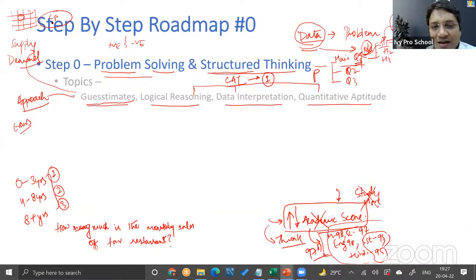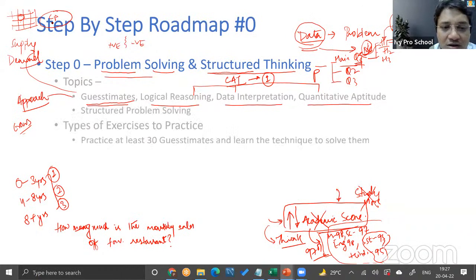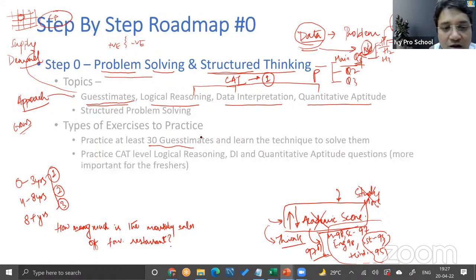In Ivy, I take one class that is very dear to my heart, because I really feel this is step number 0. I call that class the analytical problem solving class, and I specifically cover a lot of guesstimates. I talk about a lot of techniques to tackle guesstimate questions. I also cover a lot of data interpretation and structured problem solving kind of cases. So some of the types of exercises to practice here would be to practice at least 30 guesstimates and learn the technique to solve them.